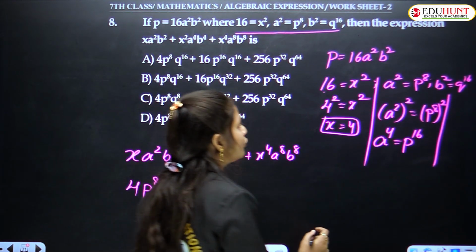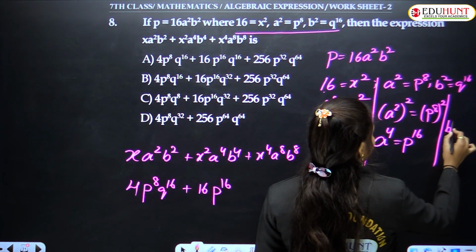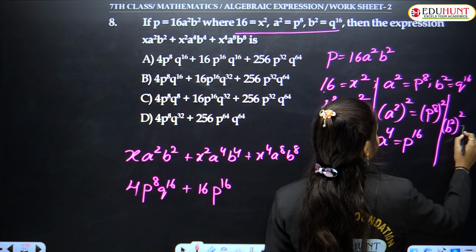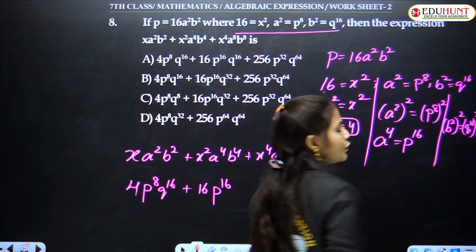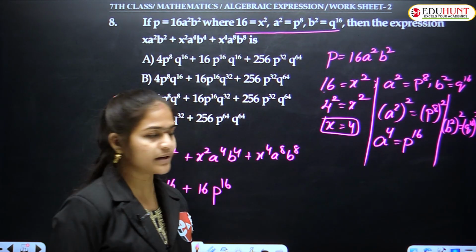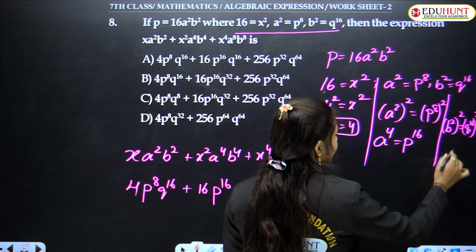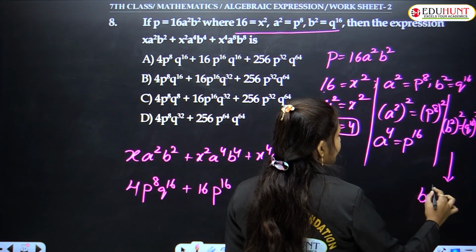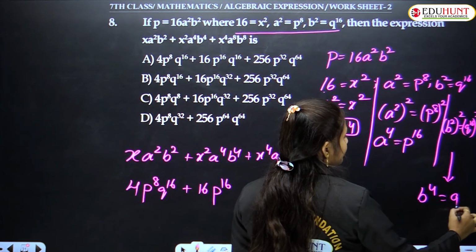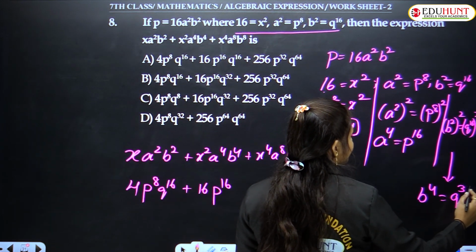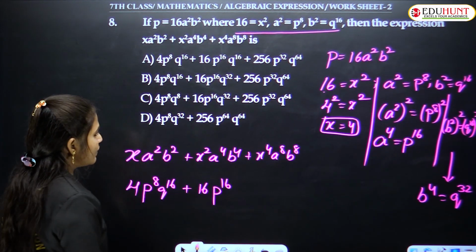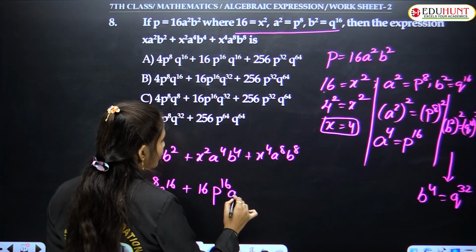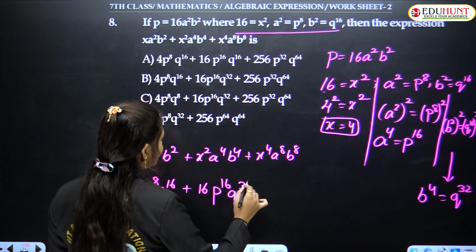Next b power 4. b power 4 means b square whole square is equal to q power 16 whole square. As per this one here, we can write this one as b power 4 is equal to q power 16 into 2 is 32. So b power 4 value also we have here. So that is q power 32.